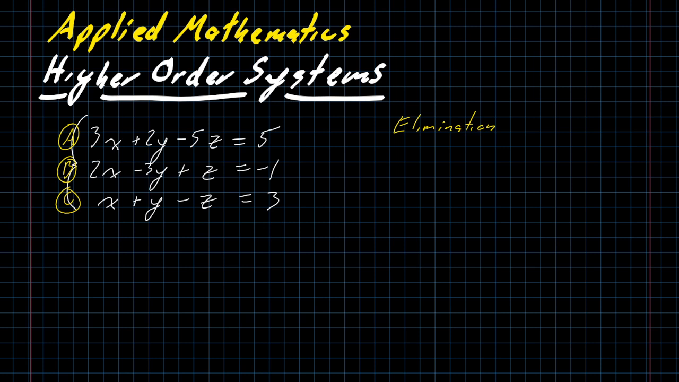In the method of elimination for a higher order system, we're going to choose one of the variables and eliminate it not once, but twice. We'll choose one pair of equations and eliminate that variable, and then we'll choose a different pair of equations and eliminate the same variable. In this particular case, I'm going to eliminate z first of all, because I notice right away I've got plus z and minus z, and if I just add equations B and C together, those are going to get eliminated.